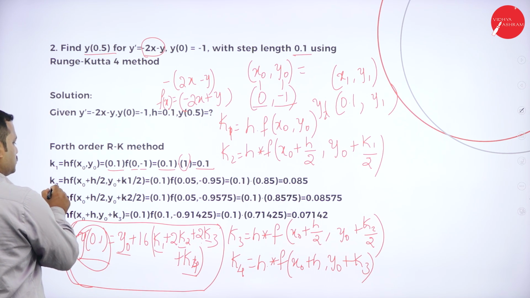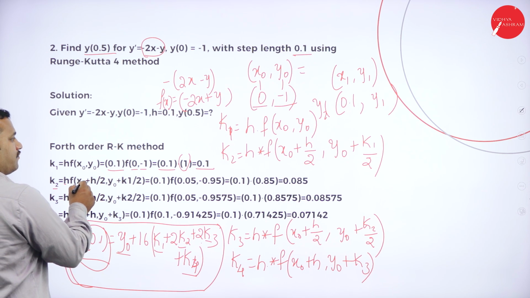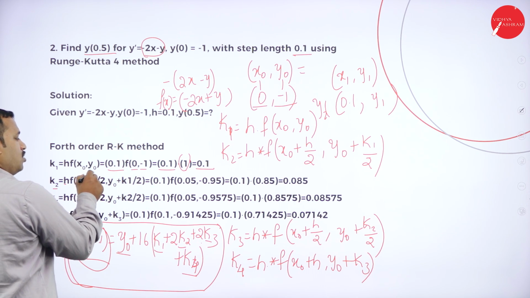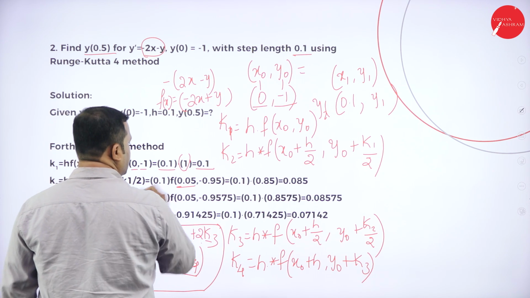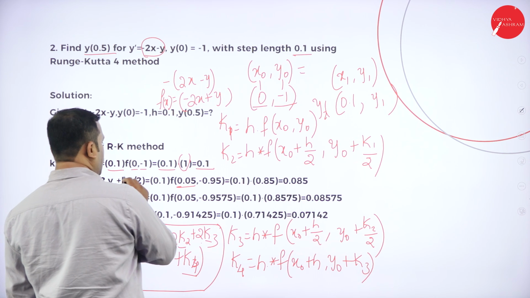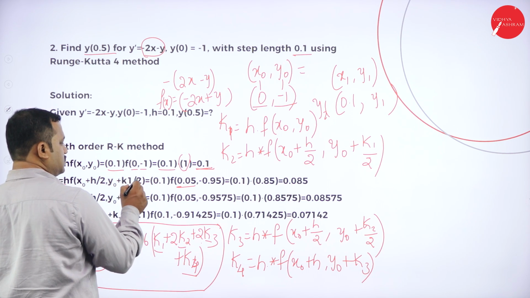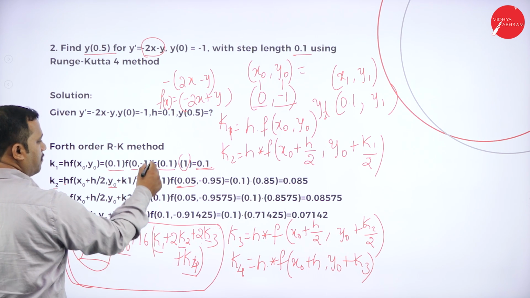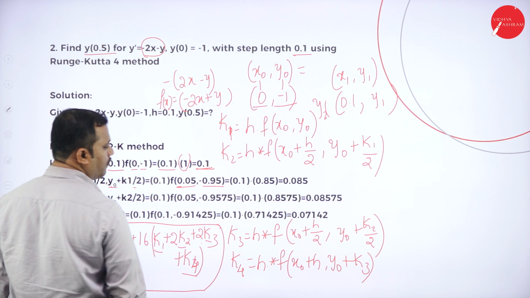If that is the case, what is the value of k2? h into f of x0 plus h by 2. What is the value of x0? It is 0. 0 plus h by 2 means what? 0 plus 0.1 by 2, which is equal to 0.05. That is this, comma, k1. What is the value of k1? 0.1, that is k1. y0, what is the value of y0? That is minus 1. Minus 1 plus 0.1 by 2. If I solve this, I'll get the value of this.